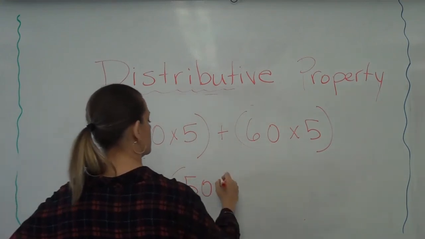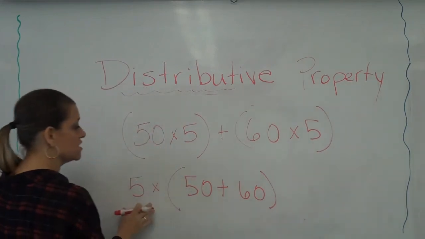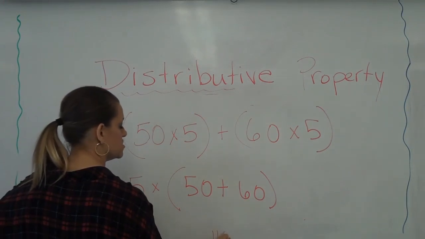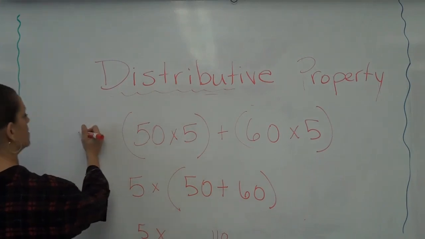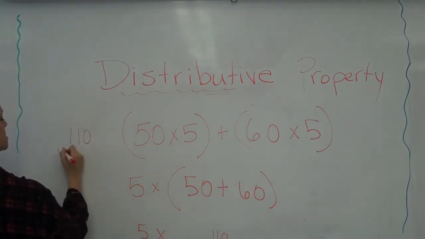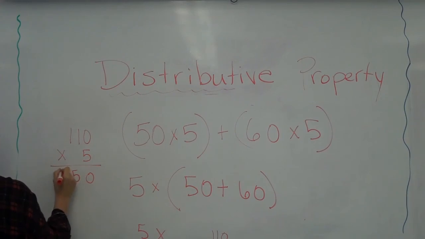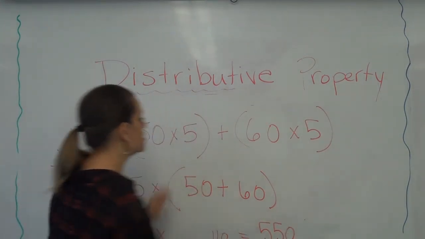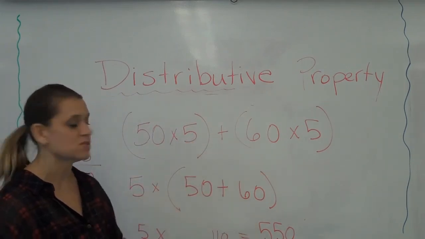50 plus 60. Okay? It's probably easier to do this way, isn't it? 50 plus 60 is 110. 5 times 110. Let's figure that one out. If we remember how to do it this way. 110 times 5. We should all know this. 5 times 0 is 0. 5 times 1 is 5. 5 times 1 is 5. And our answer is 550. What I'd like you to do is figure it out this way and see if you get the same as this answer here.